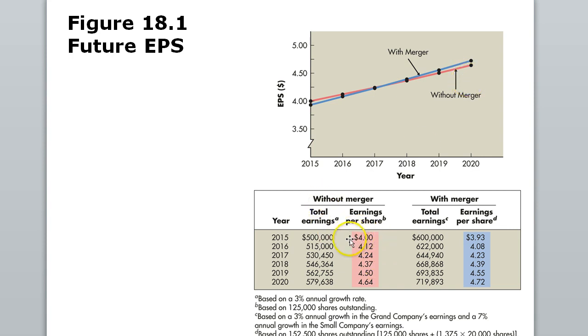This is without the merger. Without the merger, we start from 4 and go to 4.64. But with the merger and the higher growth rate of the combined companies, the ending earnings per share in 2020 will be 4.72. So this is what shows that the merger is beneficial. And this is based on 3% annual growth, based on 125,000 outstanding shares, and that's 3% annual growth for the Grand Company earnings and 7% growth for the small company.